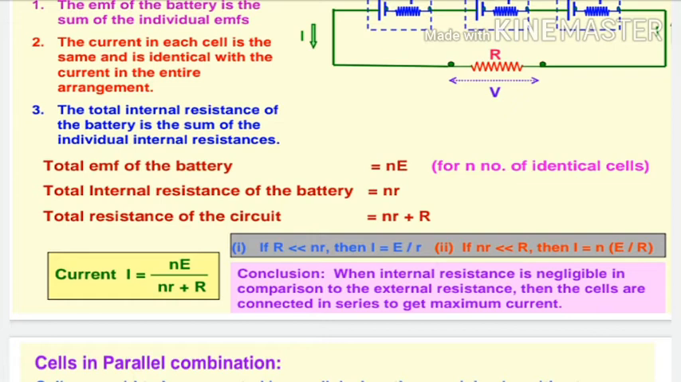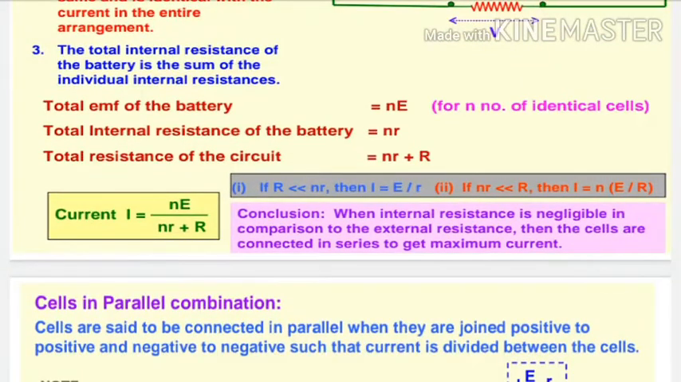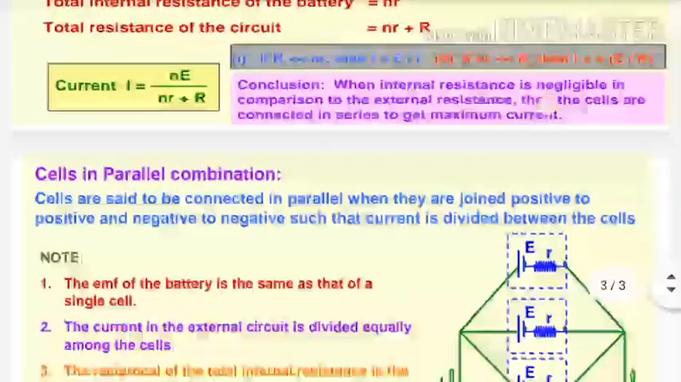And in the second case, if nr is much lesser than R, it means R is much greater than nr, then the current flowing through the circuit will be I equal to n times E by capital R. So here is a conclusion from the above discussion: when internal resistance is negligible in comparison to the external resistance, then the cells are connected in series to get maximum current. Okay, so now let us discuss the cells in parallel combination.